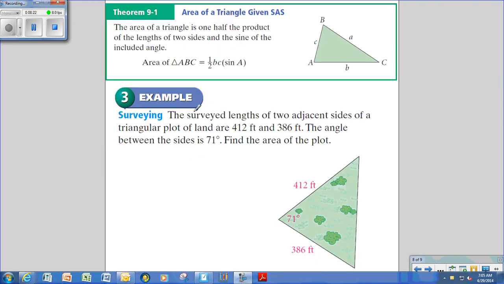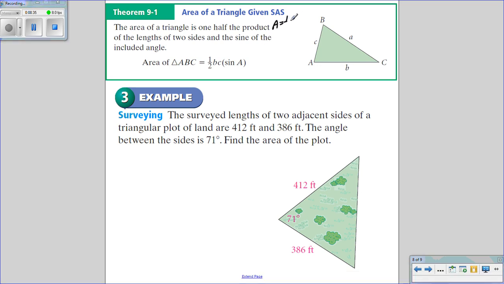Okay, last in this lesson, we're going to talk about another way to find the area of a triangle. One thing we know about triangles is that the area of a triangle is 1/2 base times height. Now if you don't have all that information, there's another way to find that. It says right here the area of a triangle is 1/2 a side times a side times sine of the angle included between those sides.